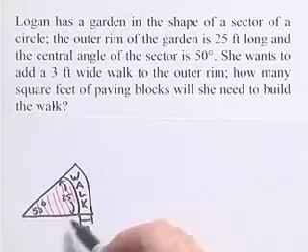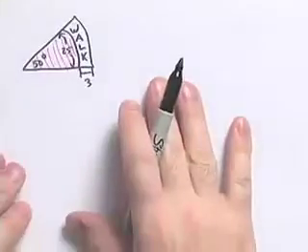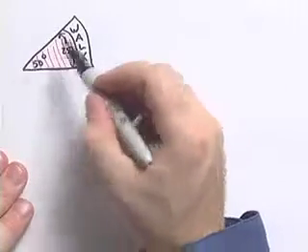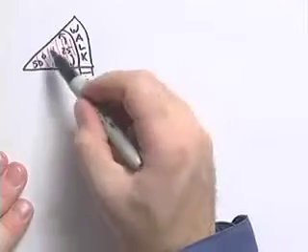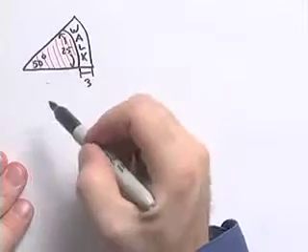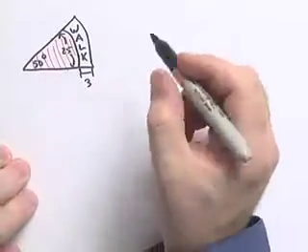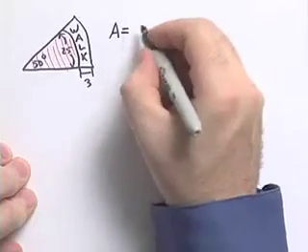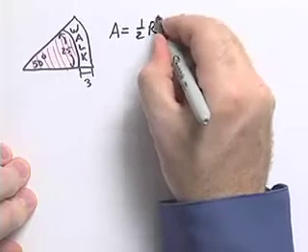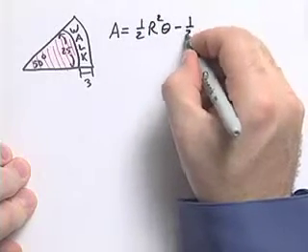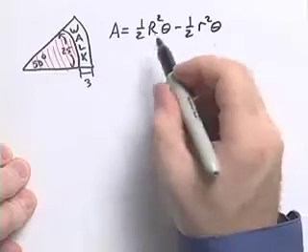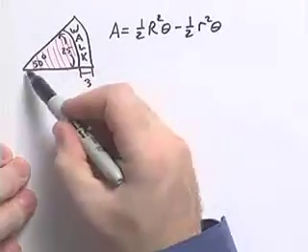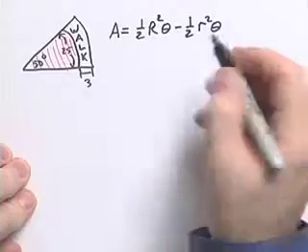If we look at this diagram that we've already drawn, we'll see that we actually have two sectors to deal with. We've got a smaller sector here, that's the garden area, and we've got a larger sector that includes the garden area and the walk. They both share the same central angle of 50 degrees. It means the area of the walk can be given by the equation A equals 1/2 capital R squared theta minus 1/2 little r squared theta. Here capital R is the radius of the larger sector, little r is the radius of the smaller sector.